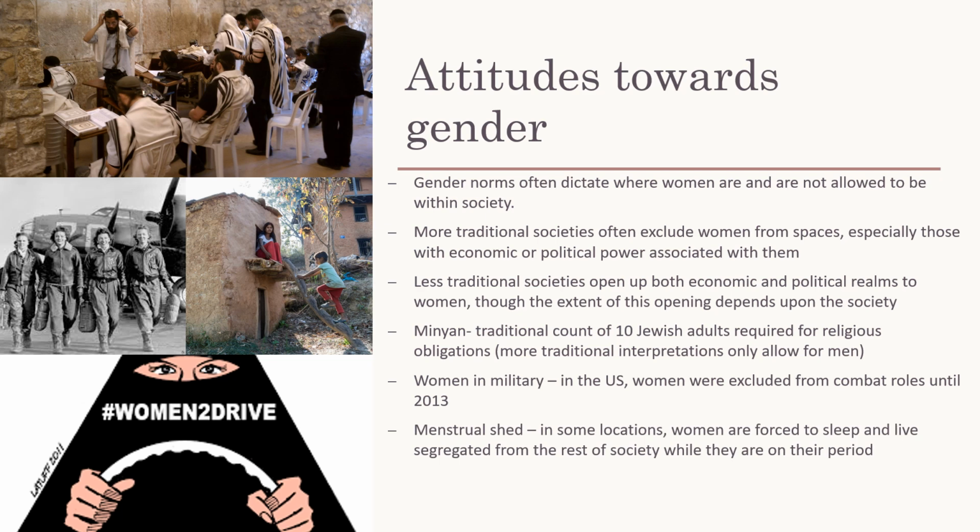Another prevalent feature that we see in traditional societies are things called menstrual sheds. And these are locations in the world where if a woman is on her cycle, right, she is on her period, they are forced to sleep and to live segregated from the rest of society while they are on their cycle. So until that cycle is over, they are living in oftentimes locations that don't have electric, don't have plumbing, don't have heating, right? It's very poor conditions, and they're excluded from engaging with the rest of society because it's seen as dirty or unclean.